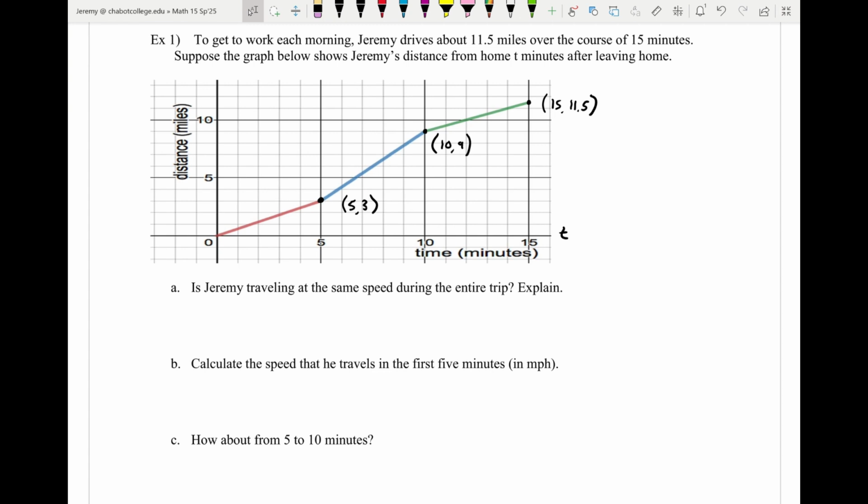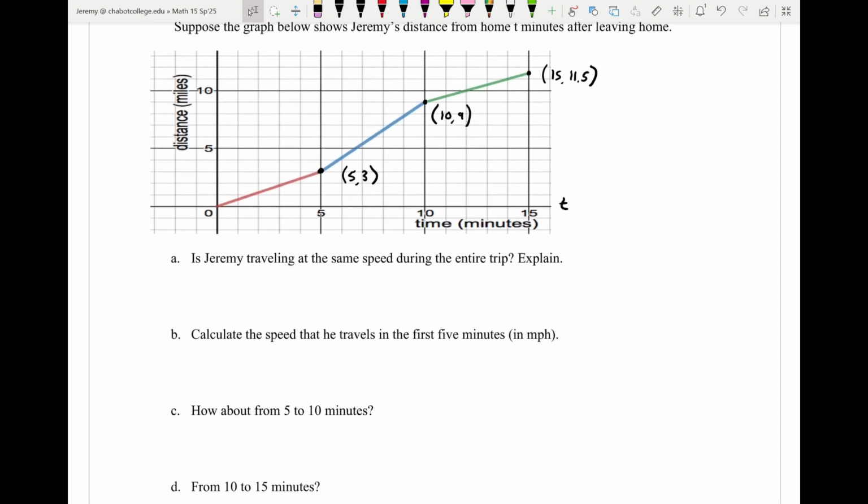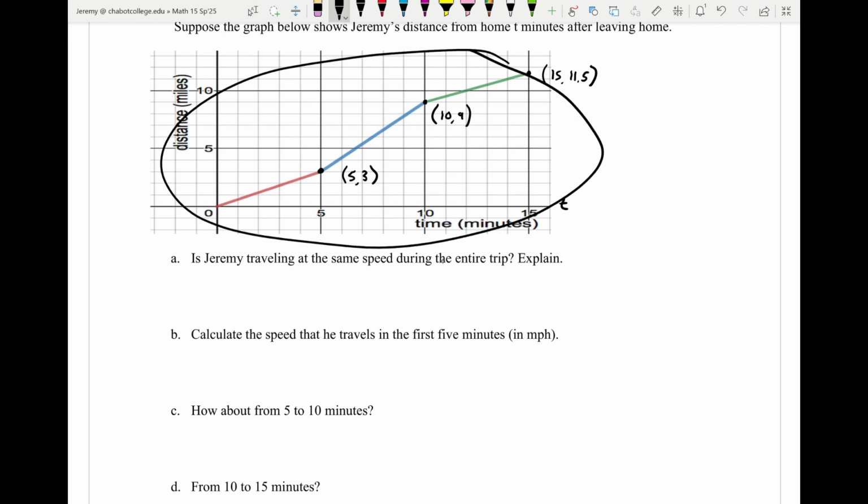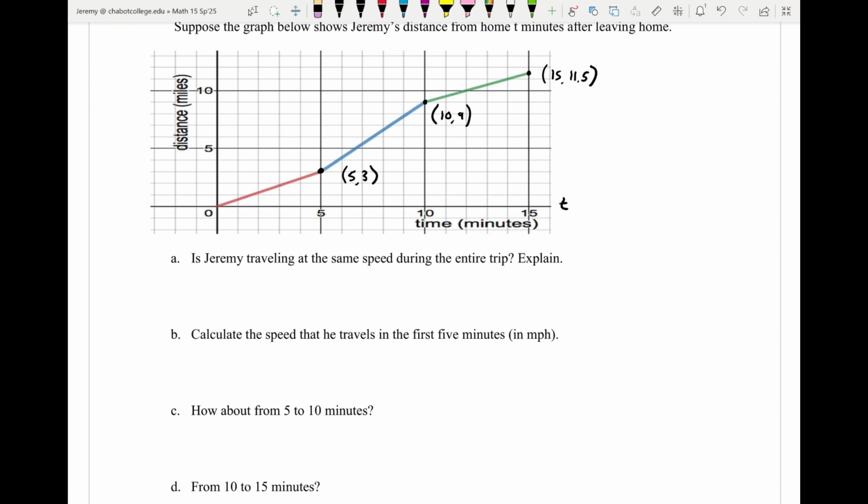All right, so let's answer some of these questions. First, is Jeremy traveling the same speed during the entire trip? Explain. So we're just looking at the graph and trying to answer this question about the speed at which I'm traveling. So what do we think? Are we going the same speed this whole time? You might be thinking no, just intuitively. I mean, this is not a velocity graph, right? This is a distance versus time graph, but this is a question about speed.